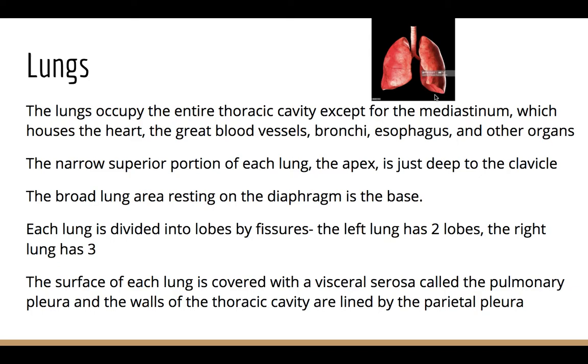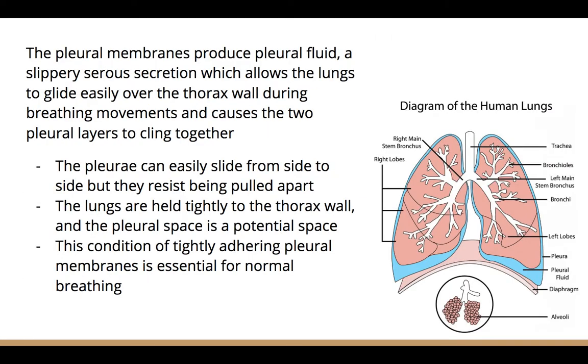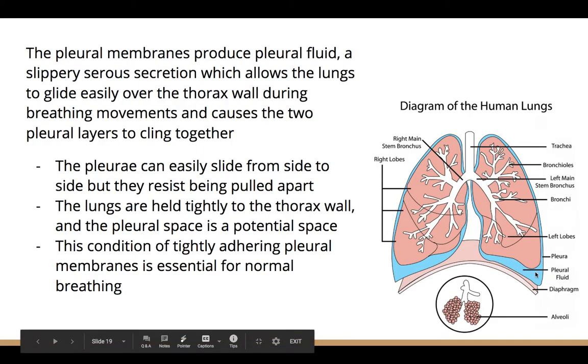The surface of each lung is covered with a visceral serosa called the pulmonary pleura, and the walls of the thoracic cavity are lined by the parietal pleura. The pleural membranes, so this is a better diagram here. Here's the pleural fluid. Here's the diaphragm here.